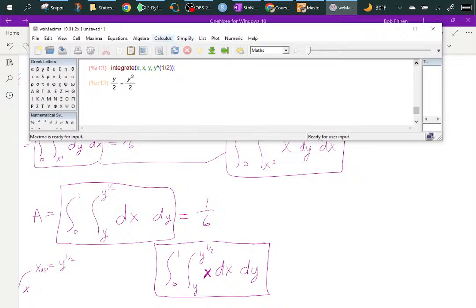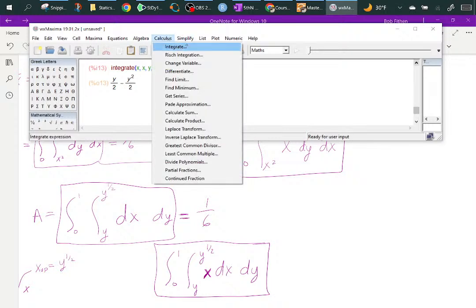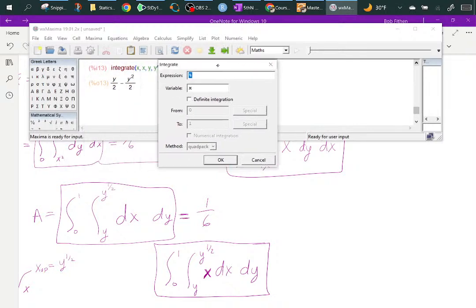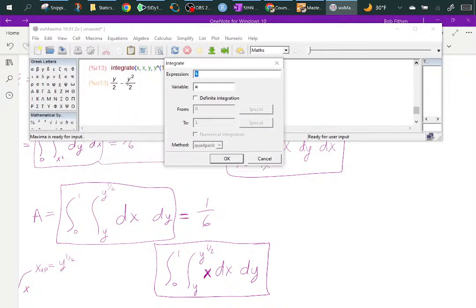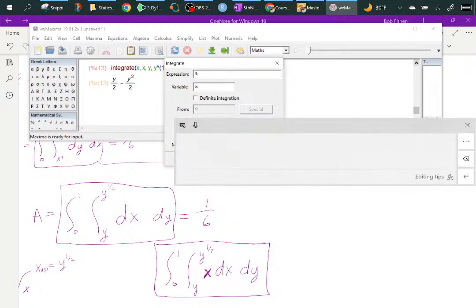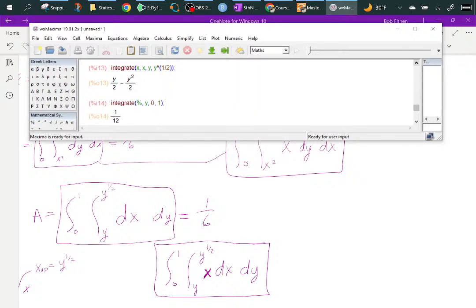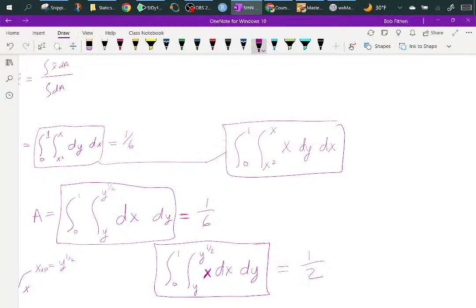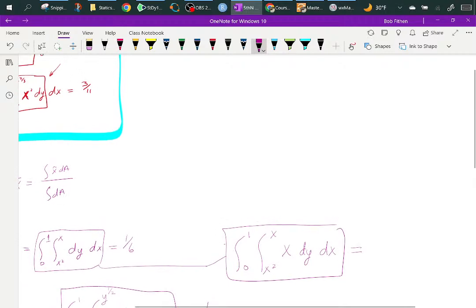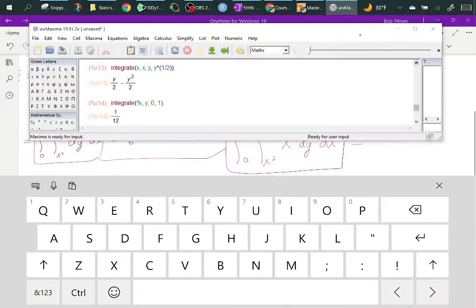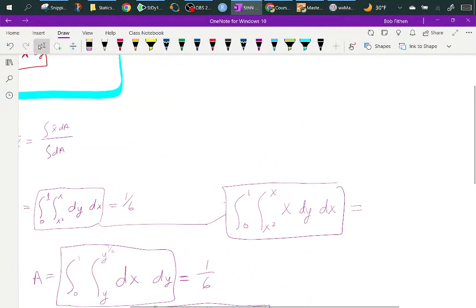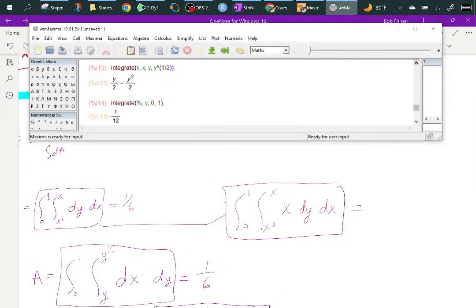Now I just need to integrate it. The percent means take this previous output. I'm integrating with respect to y, and the definite integral goes from 0 to 1, and I get 1/12. Do I get the same thing here? Let's see. Again, this is a check. I should get the same thing, okay?